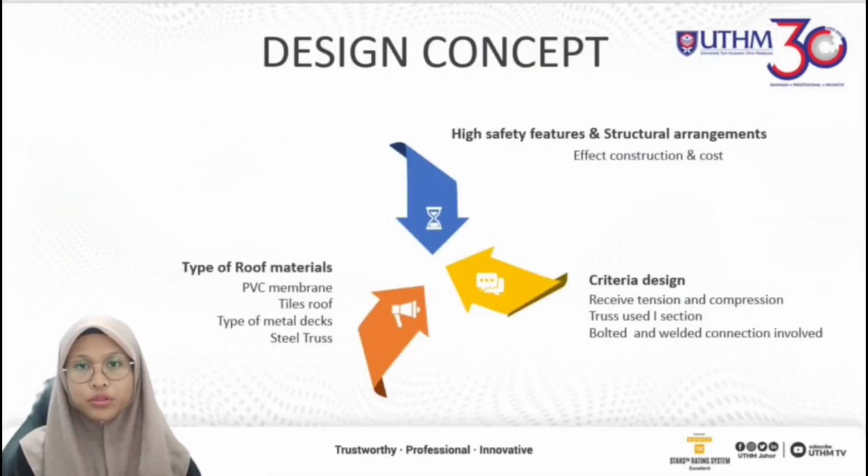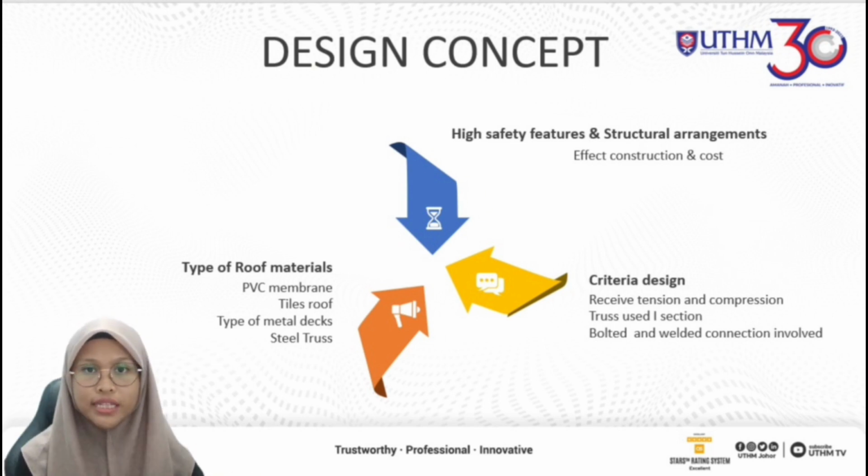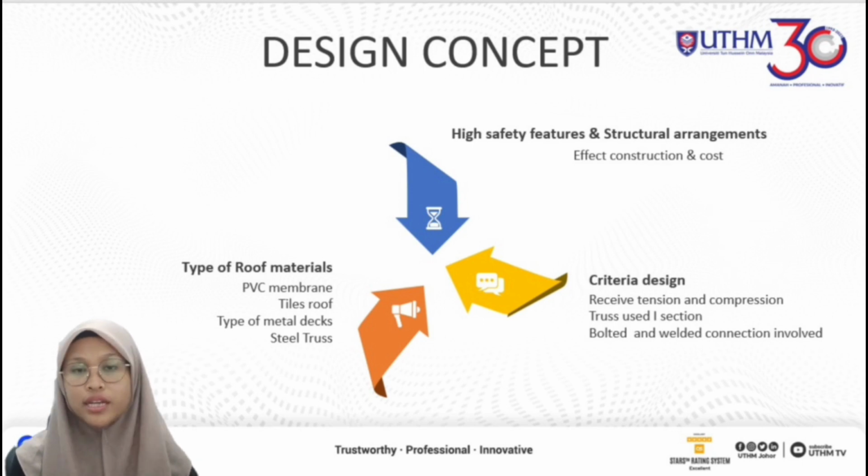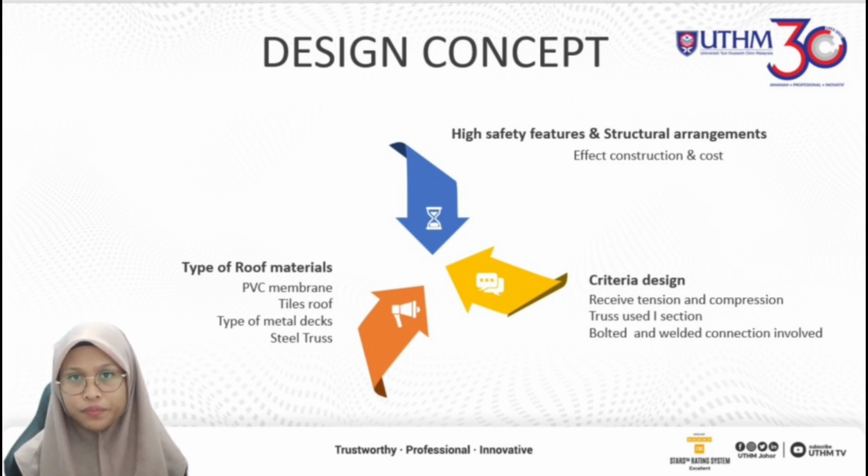Hi, I am Astra and I will continue for the design concept part. The design concept of our stadium are: first, we concern about the high safety features and the good structural arrangements. This is to avoid any accident happens and to make sure the cost of the project is under budget. The second is we will list out the type of raw material such as type of roofs, finishes and service and others to calculate the total loads of the trusses by knowing the total permanent and total variable load. The criteria of the design is important to know the value and the applications of the truss. Hence, the study will use I-section truss.